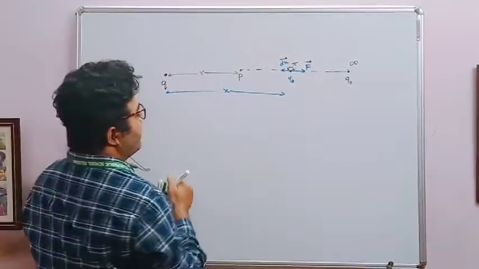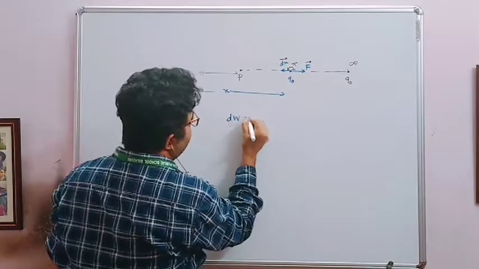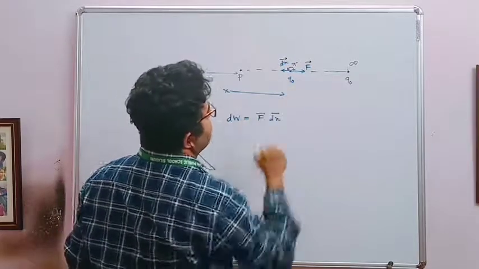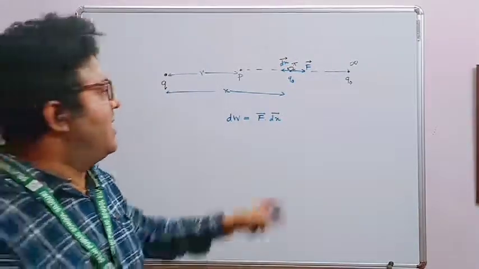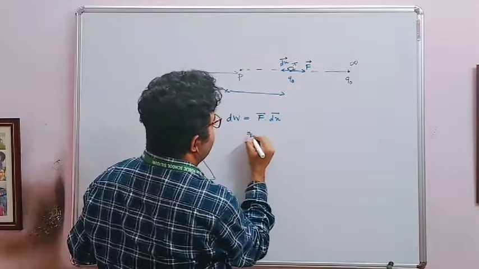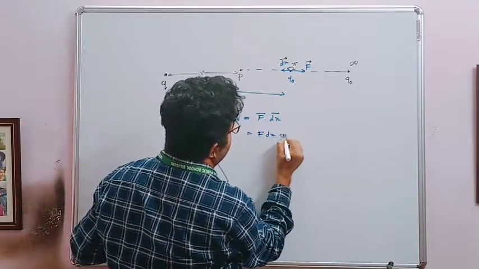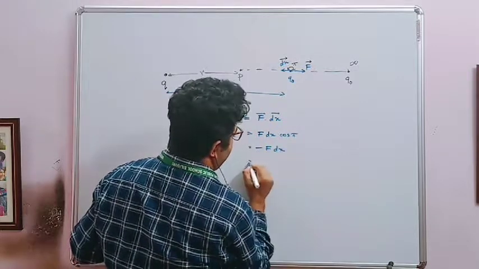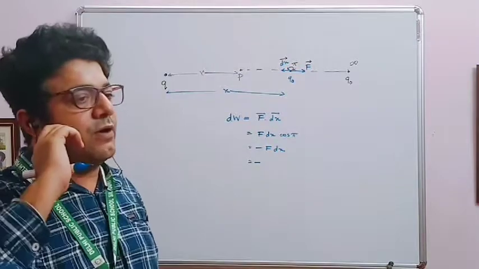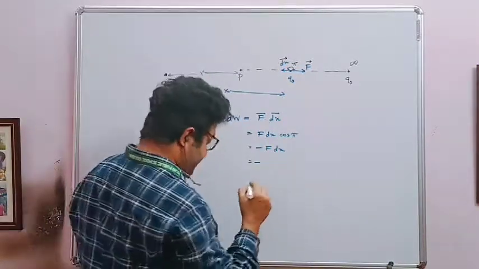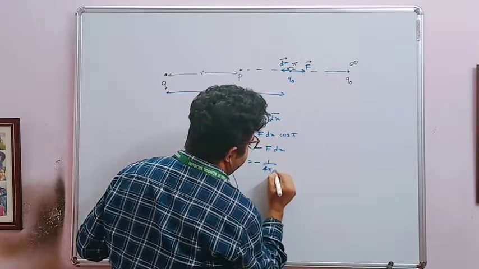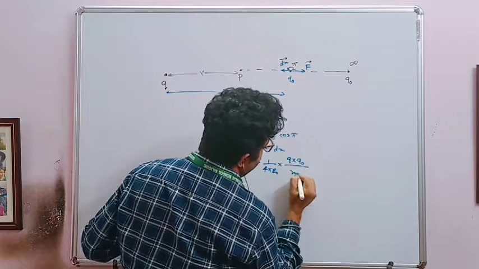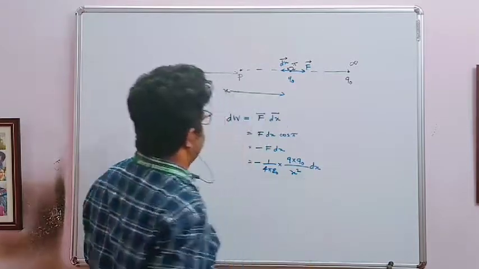So we know a very small work done dW is F dot dx, and as it is a dot product we use cos theta, and the angle is 180 degrees. So we can write F dx cos 180, which is minus F dx. We also know the value of force from Coulomb's law. The value is 1 by 4 pi epsilon naught, q into q naught by x square, dx.